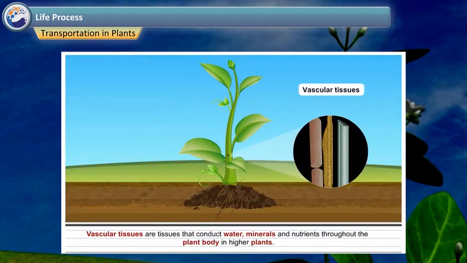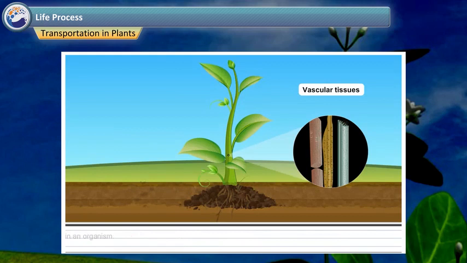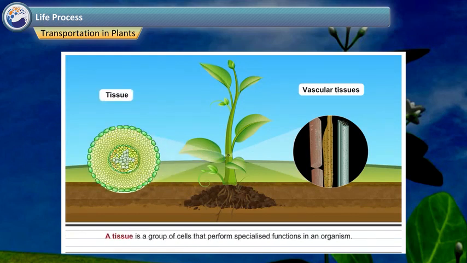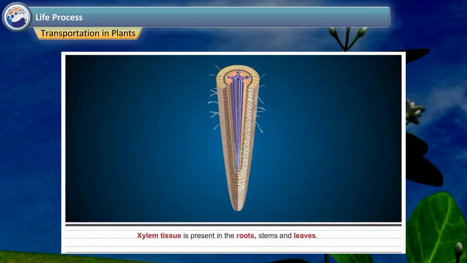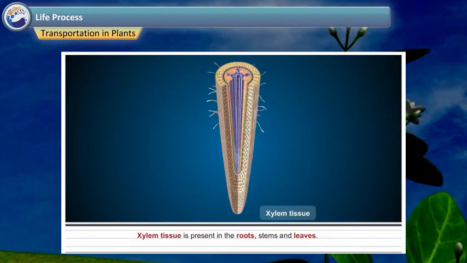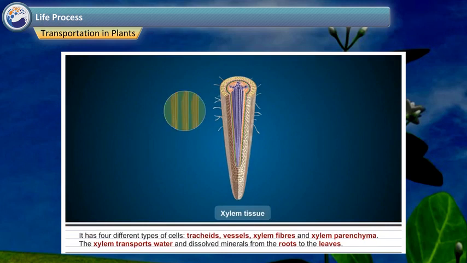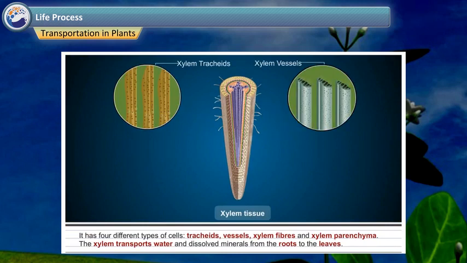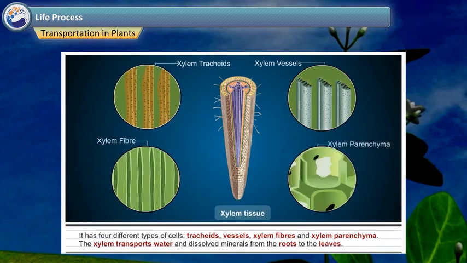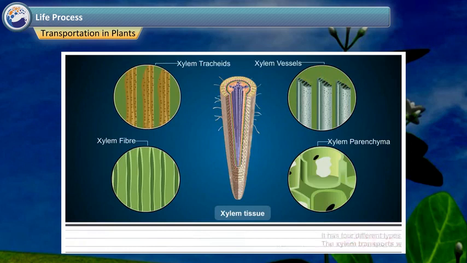Vascular tissues are tissues that conduct water, minerals, and nutrients throughout the plant body in higher plants. A tissue is a group of cells that perform specialized functions in an organism. Xylem. Xylem tissue is present in roots, stems, and leaves. It has 4 different types of cells: tracheids, vessels, xylem fibers, and xylem parenchyma.